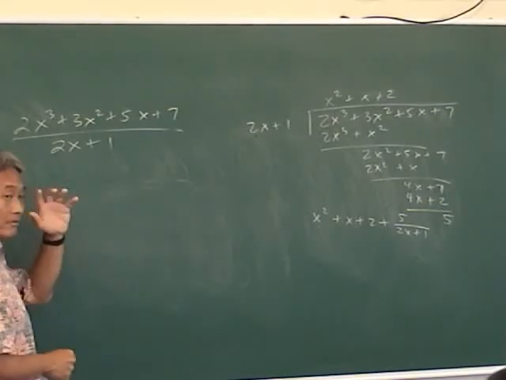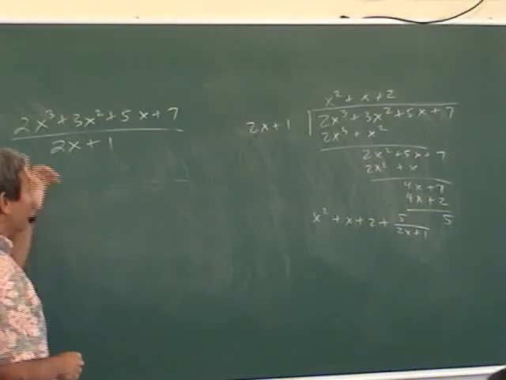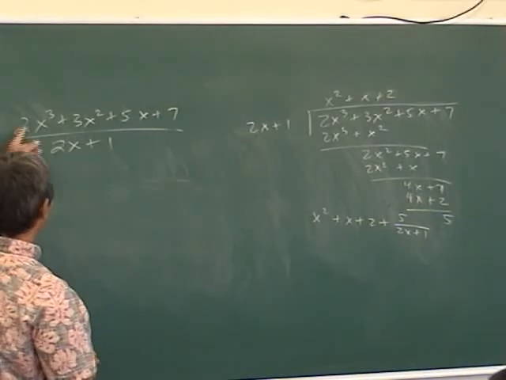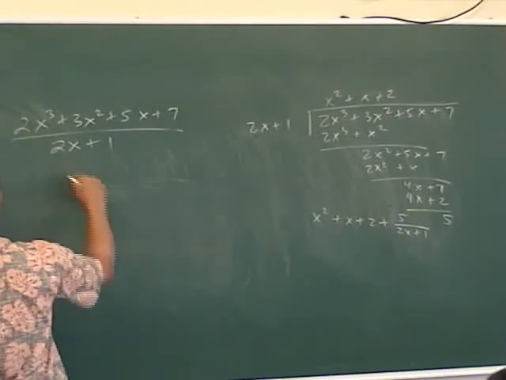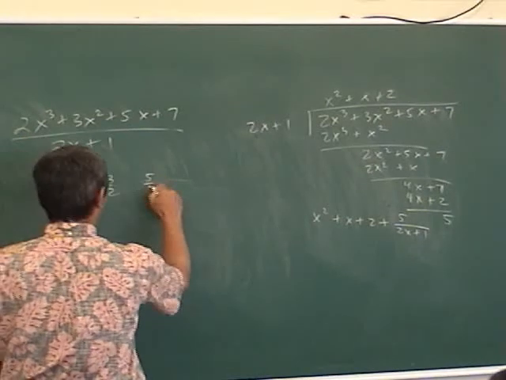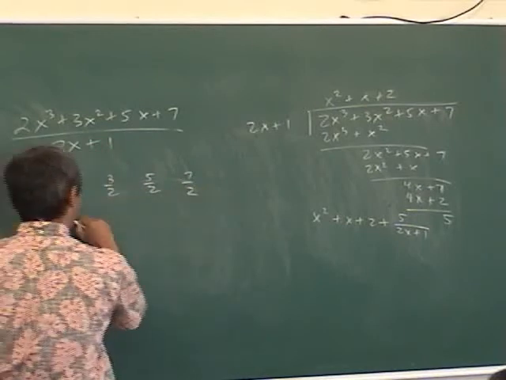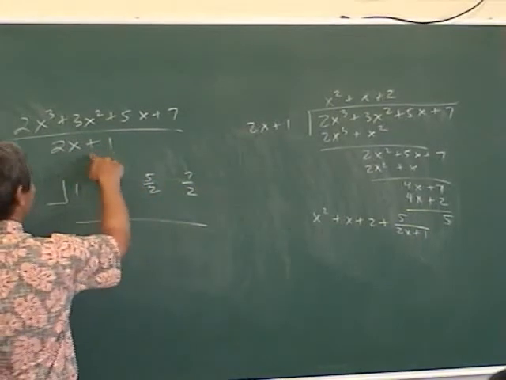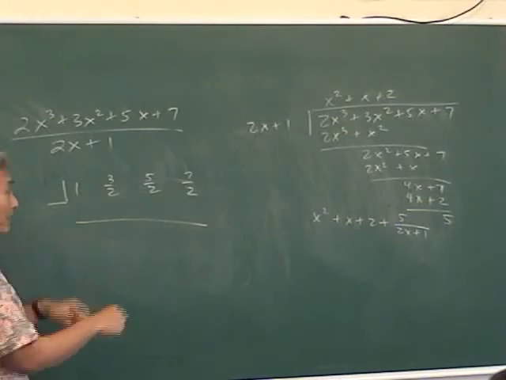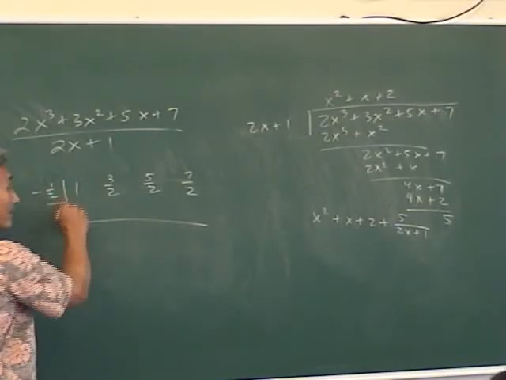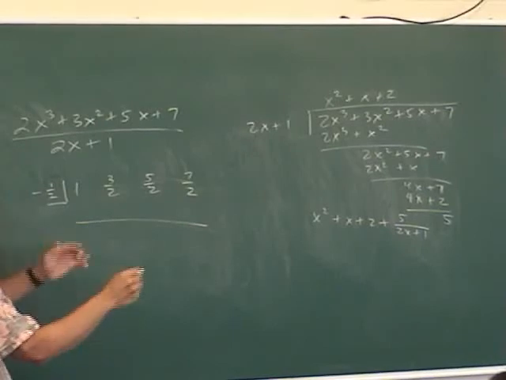Okay, are we smart enough to do this in our head? So if I multiply the top and bottom by 1/2, what's going to be the coefficients now? 1, 3 halves, 5 halves, 7 halves. Put the box. Then the bottom is going to be x plus 1/2, right? So now what do I put in the box? If it's x plus 1/2, now you can put negative half in the box. Now you do synthetic division.